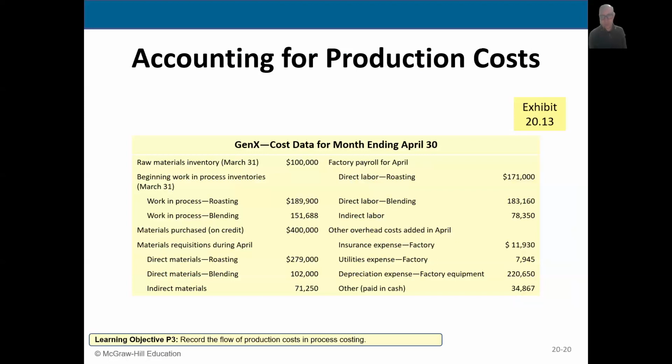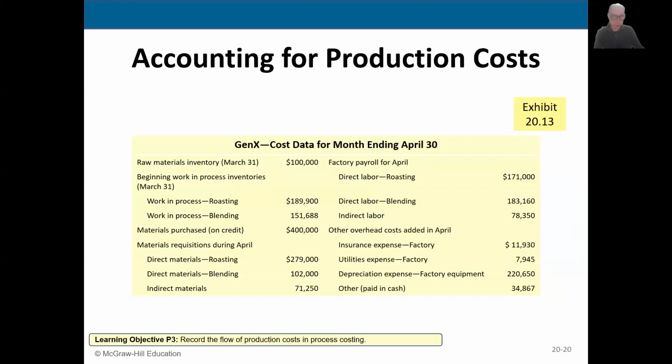So here we have the same data that we've seen before. We have our two different departments that represent the following information. End of March, we had raw materials inventory of 100,000. Within work in process, we had 180,000: 189,900 in roasting, 151 in the blending department.